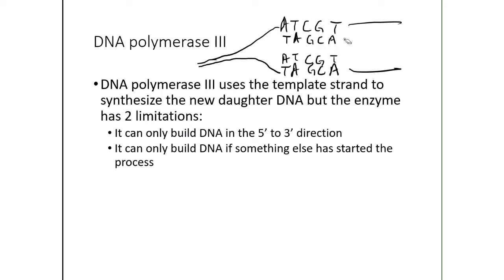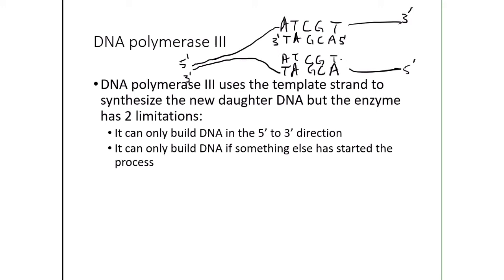Okay, so this is the daughter DNA, right? This new one here. But the enzyme has 2 big limitations. Okay, so remember, the DNA is antiparallel. So if this is 5' to 3' here, then the bottom strand would be 3' to 5'. Okay, so it's antiparallel, which means when you build the DNA strand, this side is going to be 5' because this needs to be antiparallel to the original, and this is going to be 3'.